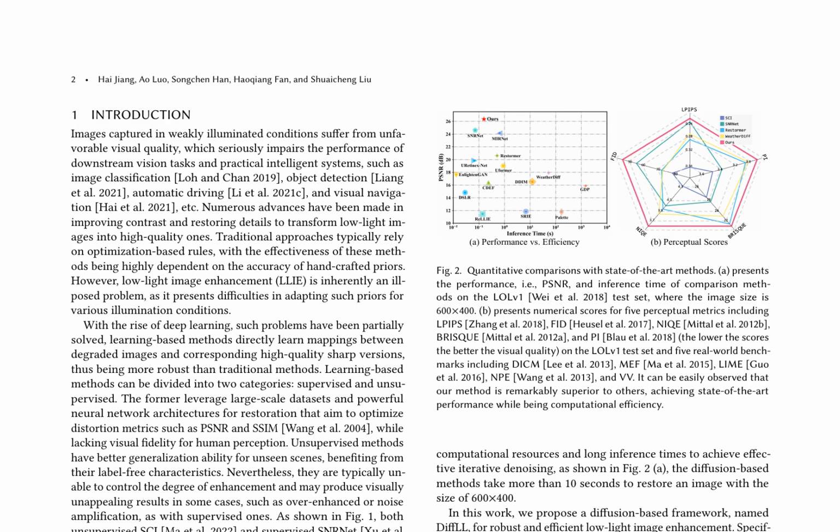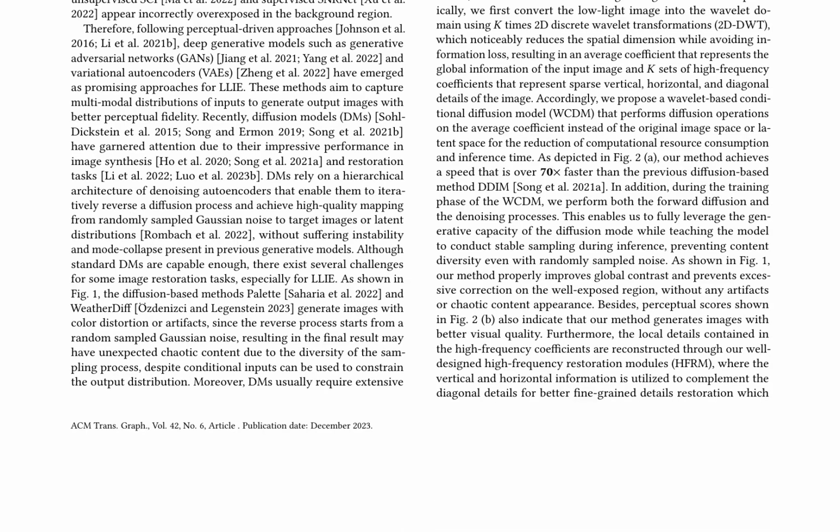As shown in Fig. 1, the method properly improves global contrast and presents vivid colors without introducing chaotic content. Fig. 2a illustrates the significant speedup of the proposed method, achieving a speed over 70 times faster than previous diffusion-based methods. Perceptual scores in Fig. 2b also indicate that the method generates images with better visual quality.